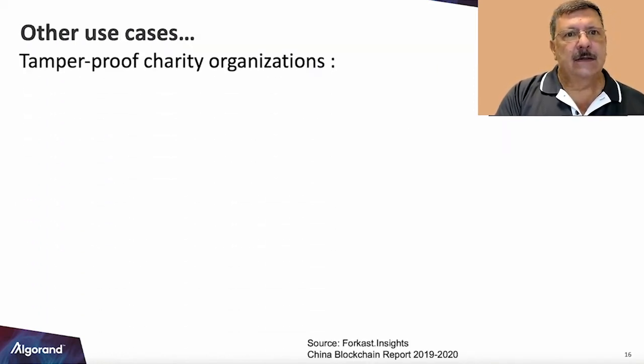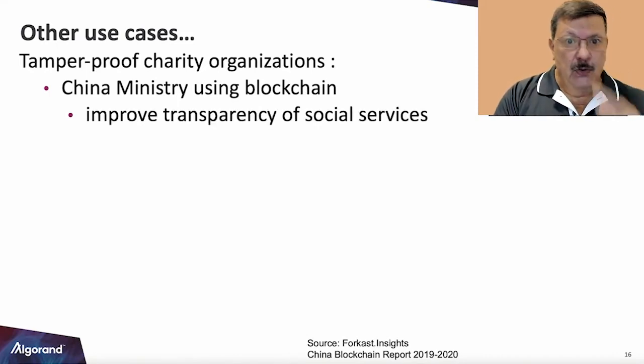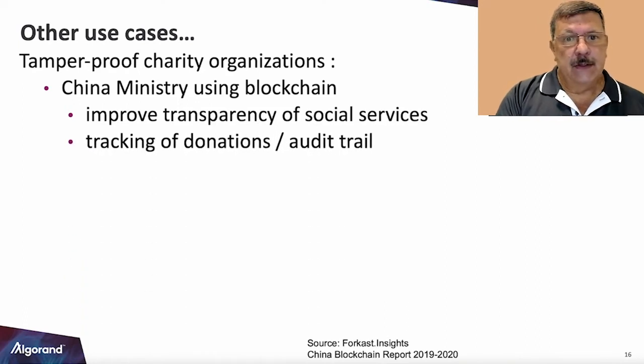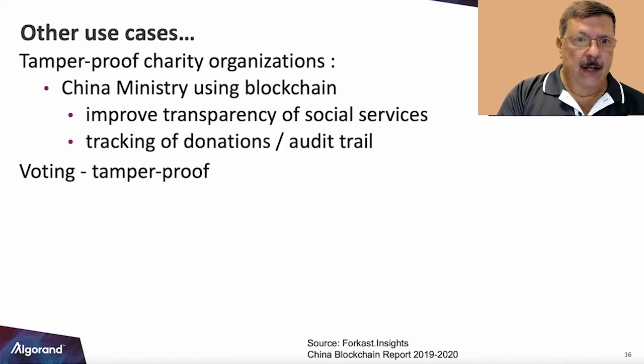So some other use cases that I want to mention here, at least, are in the way of charity organizations. For example, the China Ministry is using blockchain to improve transparency of social services and tracking of donations and audit trail. This happened after misuse of funds back in one of the earthquakes many years ago. And that is really what's needed. And then also voting. You've got a tamper-proof way of voting. Once your vote is on the chain, it's voted. That's it. There's no double voting, just like there's no double spending, right, with the protocol that's in the Algorand blockchain.